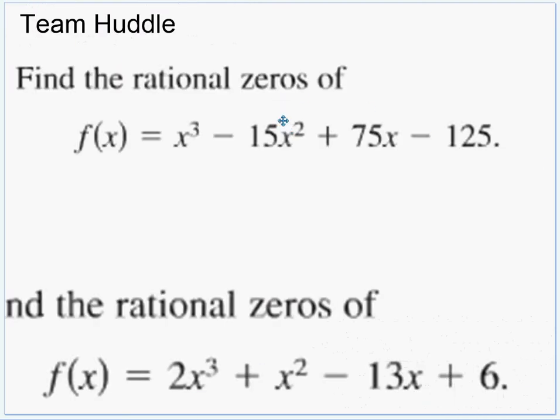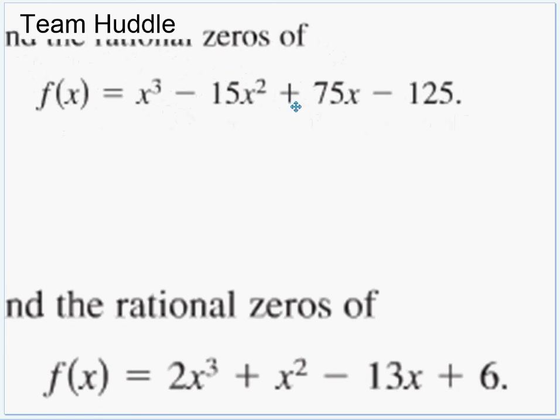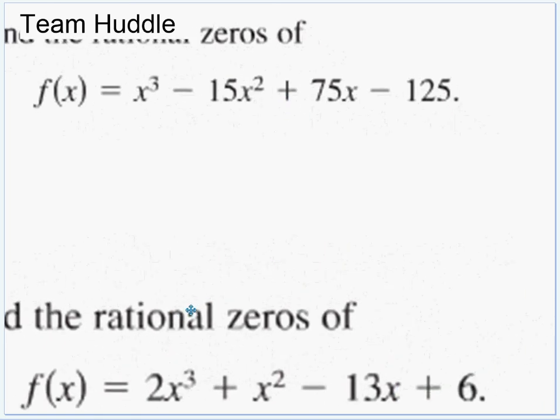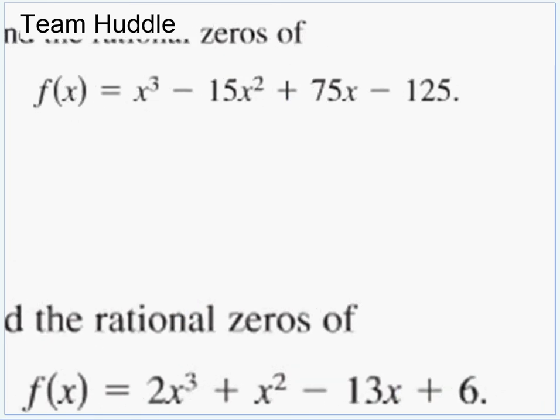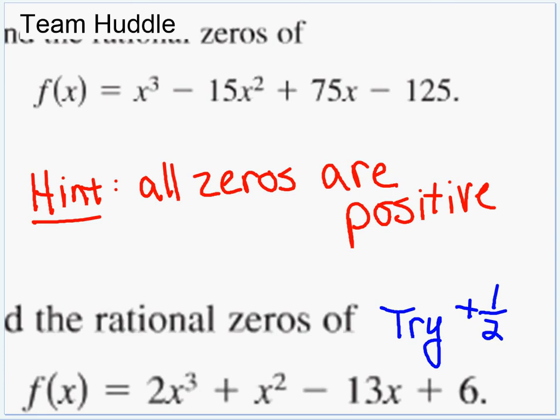So here's the last huddle problem. The first one, I guess it's find the rational zeros. So here are a couple of hints for you. On this first one, I'm using red ink here. List all the possible rational zeros. And then when you start testing them, I'll give you the hint that all the zeros are positive. Don't try a negative number.